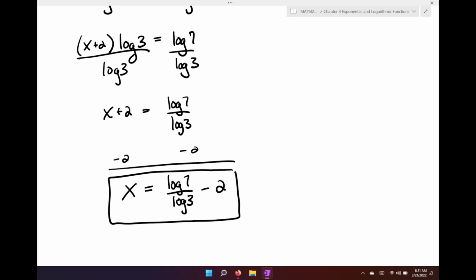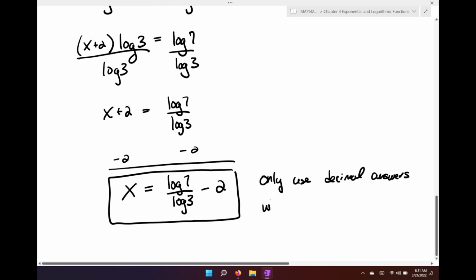Only use decimal answers when asked. Okay? So if the problem just says solve, we want the exact answer. This is an exact answer. If they want a decimal, the problem will say, give me a decimal answer, round it to 3 decimal places or 5 decimal places or something like that.